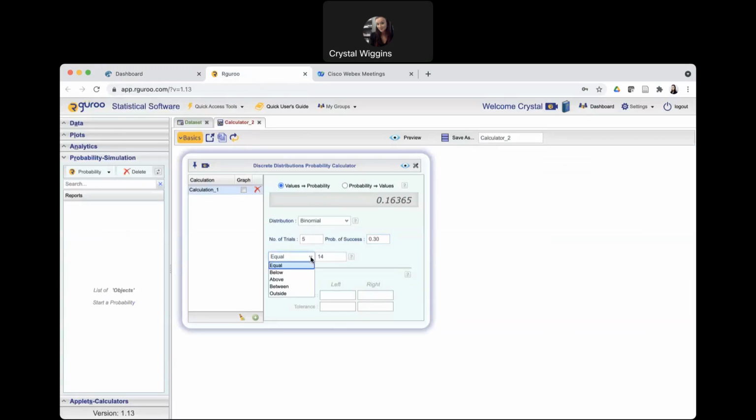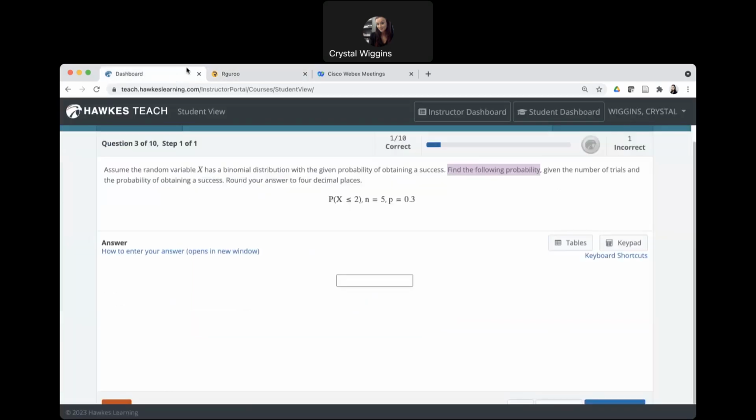So in Rguroo, below represents the less than and above represents the greater than. So I need less than or equal to, and that's where this little checkbox comes in. Notice when I hover my mouse over the checkbox, it says it includes the value. Essentially, that means it's the equal to sign. If I wanted this to be strictly less than, I would have to unselect that box so that this is just below. So this box selected means below or equal to the number, which is 2.